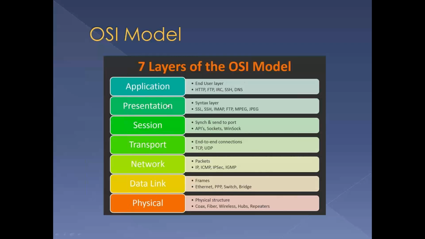At the very top, we've got the application layer. These are the things that we're working on our computers, such as email or browser. These protocols include HTTP, FTP, IRC, SSH, DNS. They're all operating at the application layer. The presentation layer, basically this is what's preparing the data.